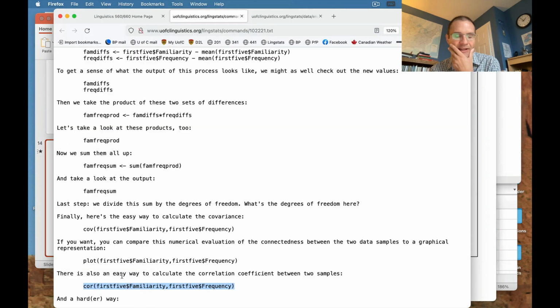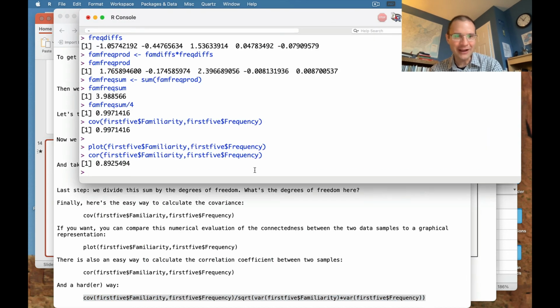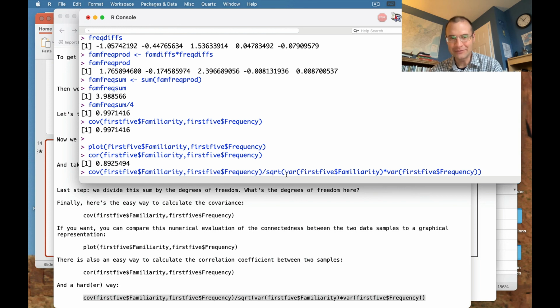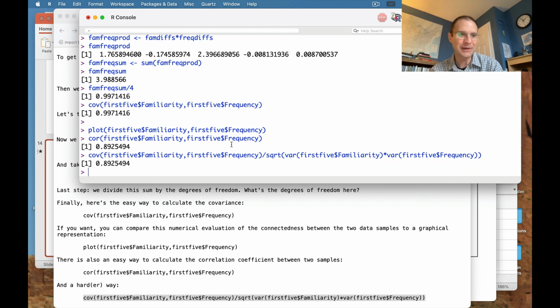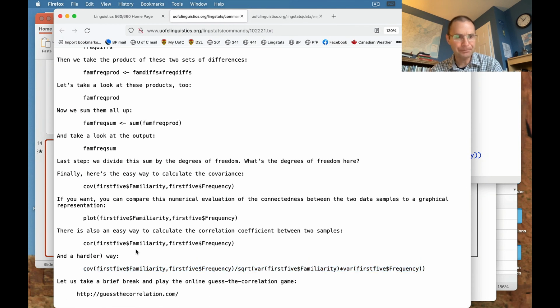And I did calculate the correlation the easy way here. We can calculate it the hard way by just dividing the covariance by the standard deviations of the two variables. It's going to get us to the same spot, but this is where it's coming from. That's how we get that number. And I'm not going to walk through any more details than that. I will stop for now.